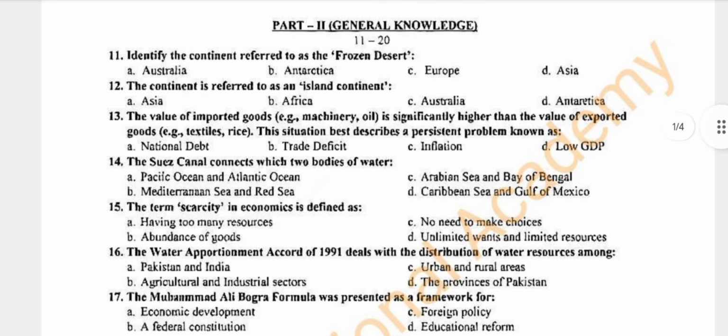Question number 13. The value of imported goods, for example, machinery, oil, is significantly higher than the value of exported goods, for example, textile, rice. The situation best describes a persistent problem known as, and the correct option is trade deficit. B option is correct here.